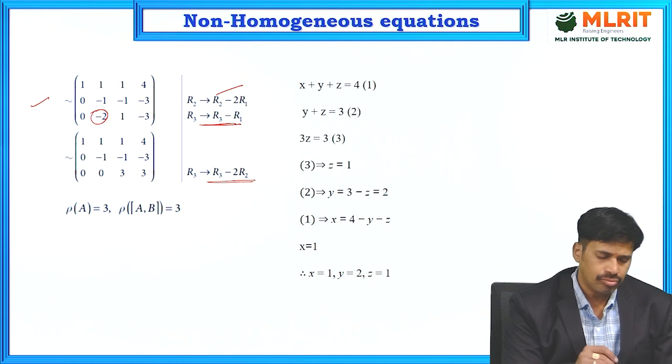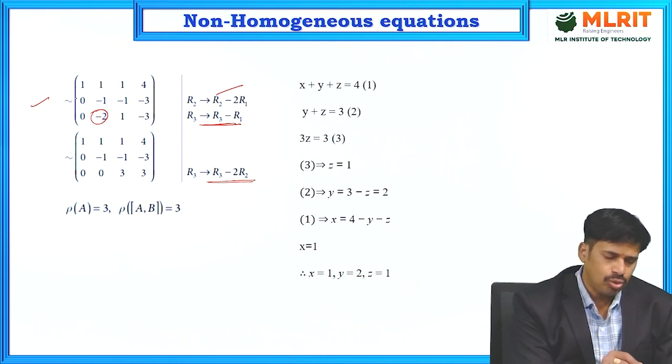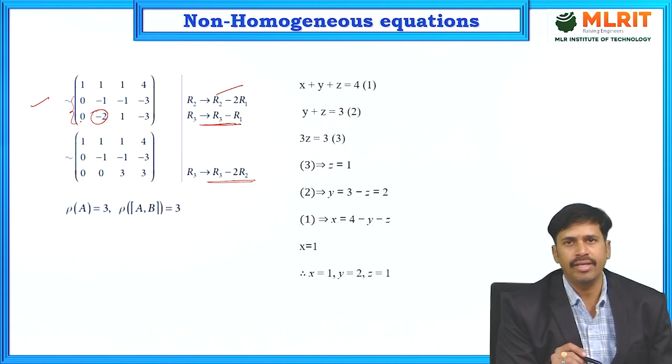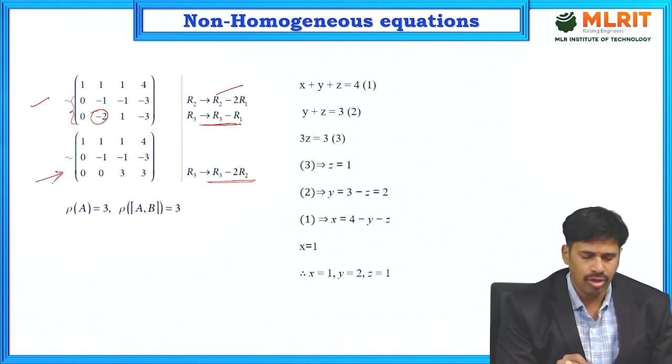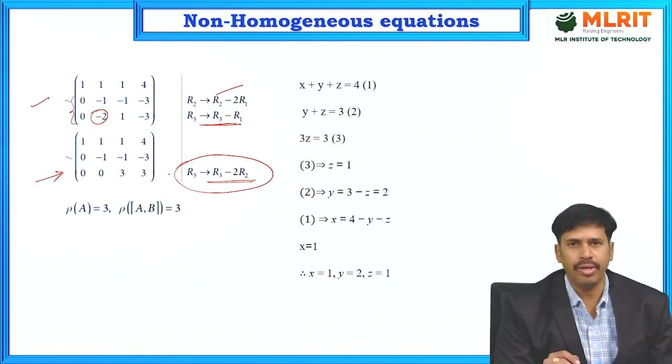While making this element 0, these two zeros should not get disturbed. So R3 minus 2R2 gives 0, 0, 3, 3. This is the matrix we got on performing this operation on R3.